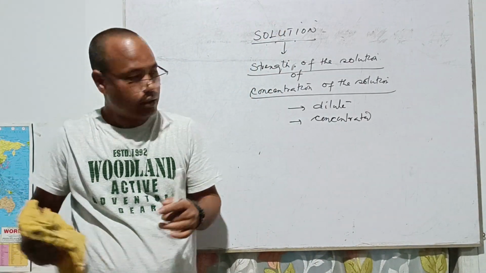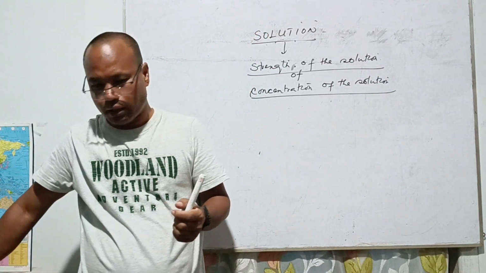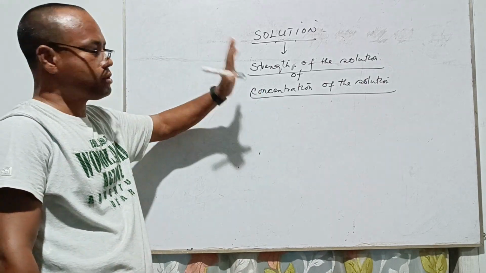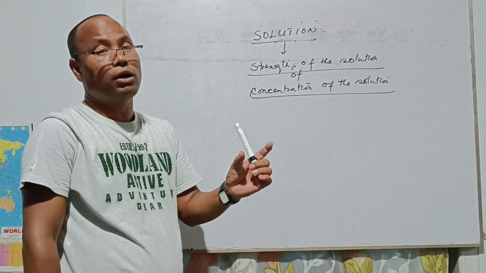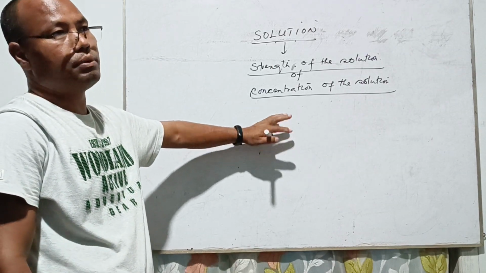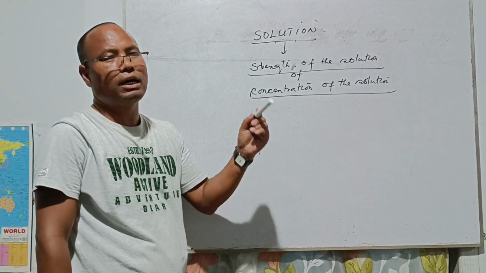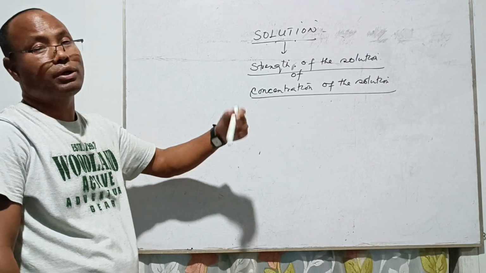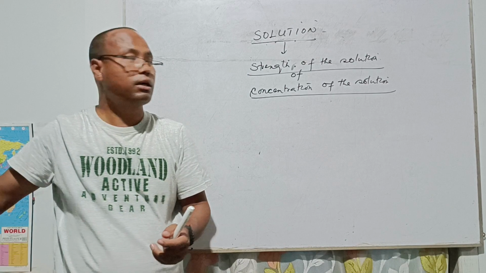Now, as you know, the dilute solution means a larger proportion of the solvent compared to the amount of the solute present. Concentrated solution means the larger amount present in a given volume of the solution. And saturated solution means the amount of the solute present does not dissolve further when you add more. That is the saturated solution. So all this we learned at the time of the lower classes.